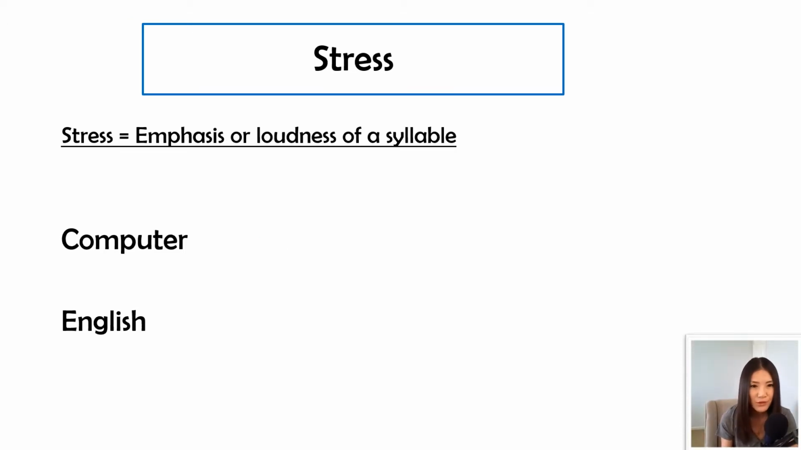Stress refers to emphasis or loudness of a syllable, or in other words, the strength we put on one of the syllables in a word. So with the word computer, we have 3 syllables. One of these syllables is going to have more strength. I'm going to say this word twice. Try to see if you can hear which syllable is stressed. Computer, computer. Not sure if you got it, but it's the second syllable, computer.